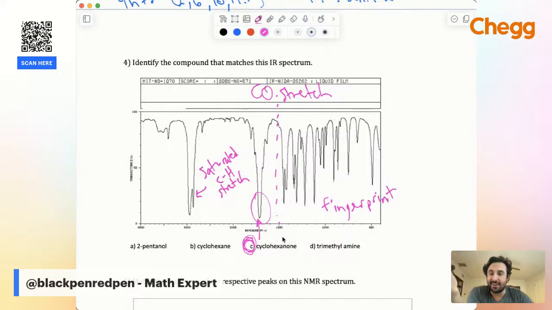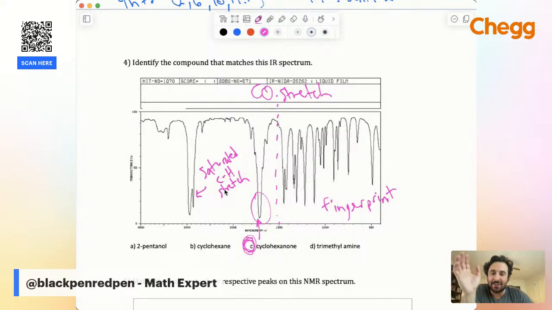Now, we should be very clear that it would be very, very difficult to discern between cyclohexanone and, say, cyclopentanone, because all this is telling us is that there's a carbonyl. And another molecule with a very similar carbonyl, like another cyclic ketone, is going to be very hard to tell from an IR spectrum. You'd need NMR for that. But this one is going to have the carbonyl stretch. It's going to have the saturated CH stretch.